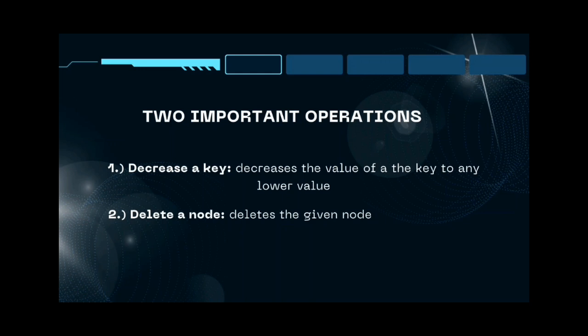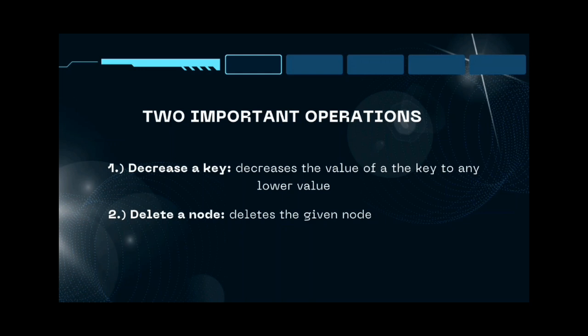Decreasing a key. In decreasing a key operation, the value of a key is decreased to a lower value. Decrease key. Number 1, select the node to be decreased x and change its value to the new value k. Number 2, if the parent of x, y, is not null, and the key of parent is greater than that of k, then call cut x and cascading cut y subsequently.